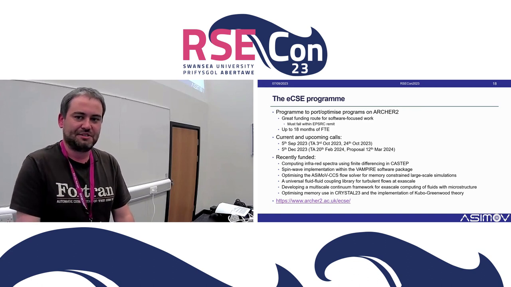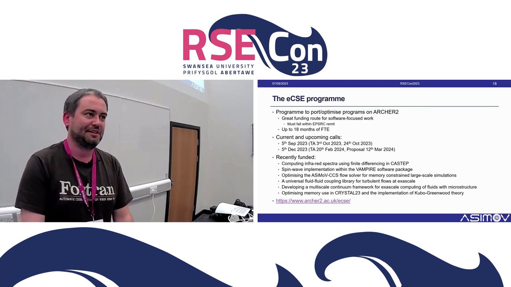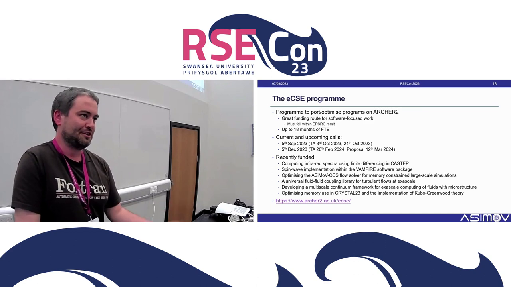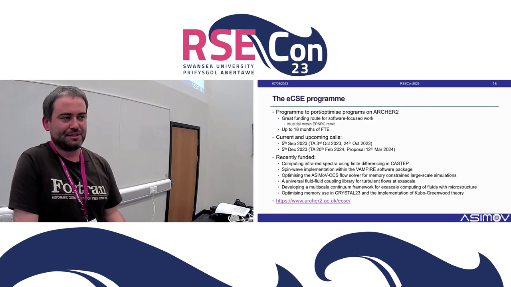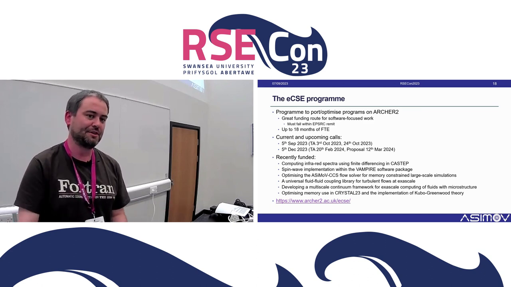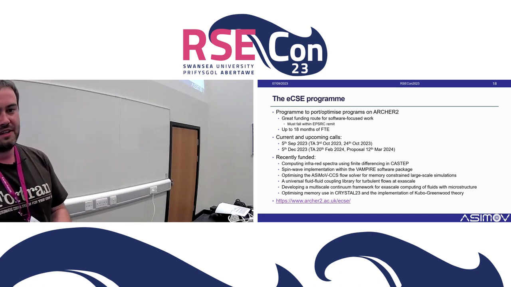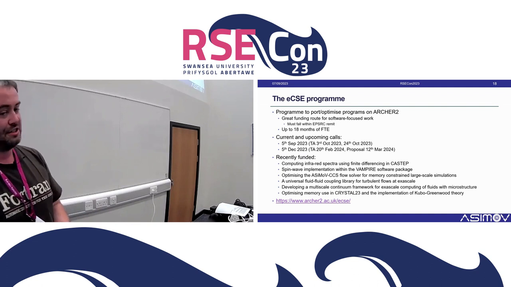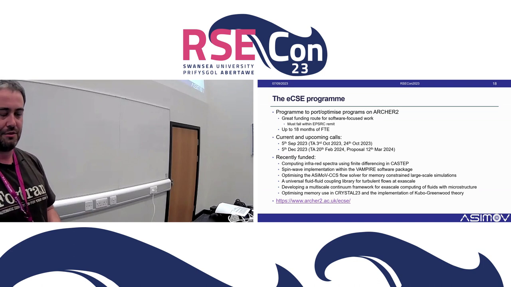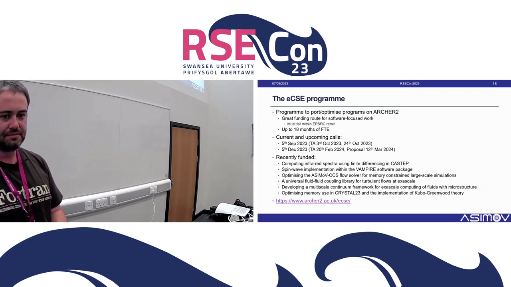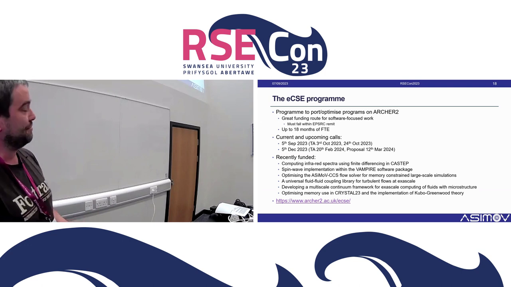And just lastly, with my EPCC hat on, as I'm talking to a room full of RSEs, often it can be challenging to find funding for RSE type work. So if you're not aware of it, there's this thing called the ECSE program. The idea with this program is to either port codes to the Archer 2 machine or to optimize them if they're already running there. If that sounds interesting to you, there's a call actually opening this month, and you can get up to 18 months of effort on this. And it funds a variety of projects.